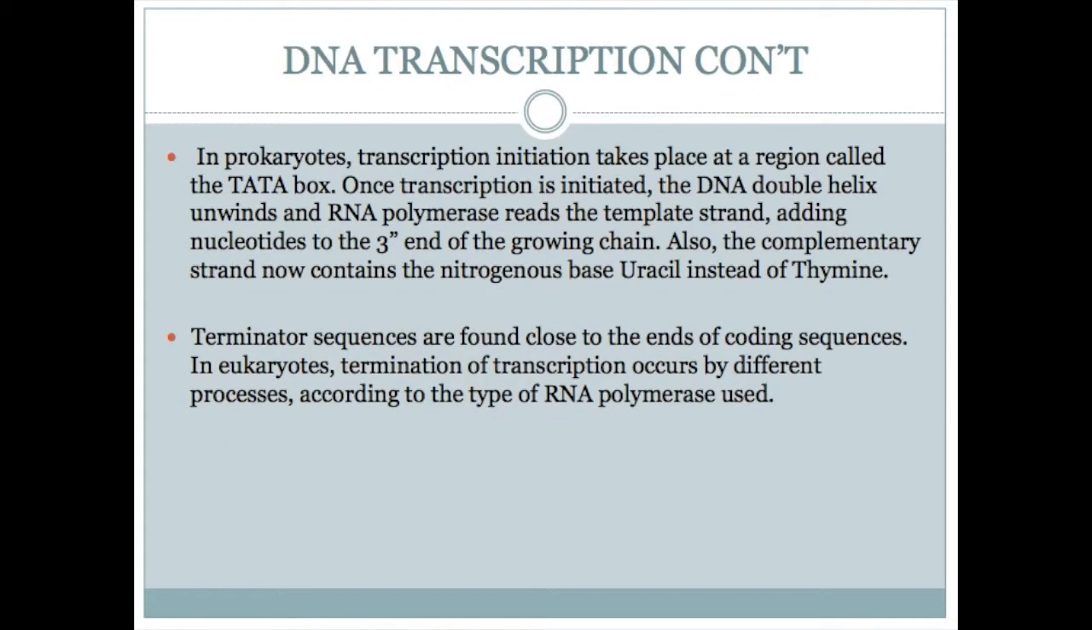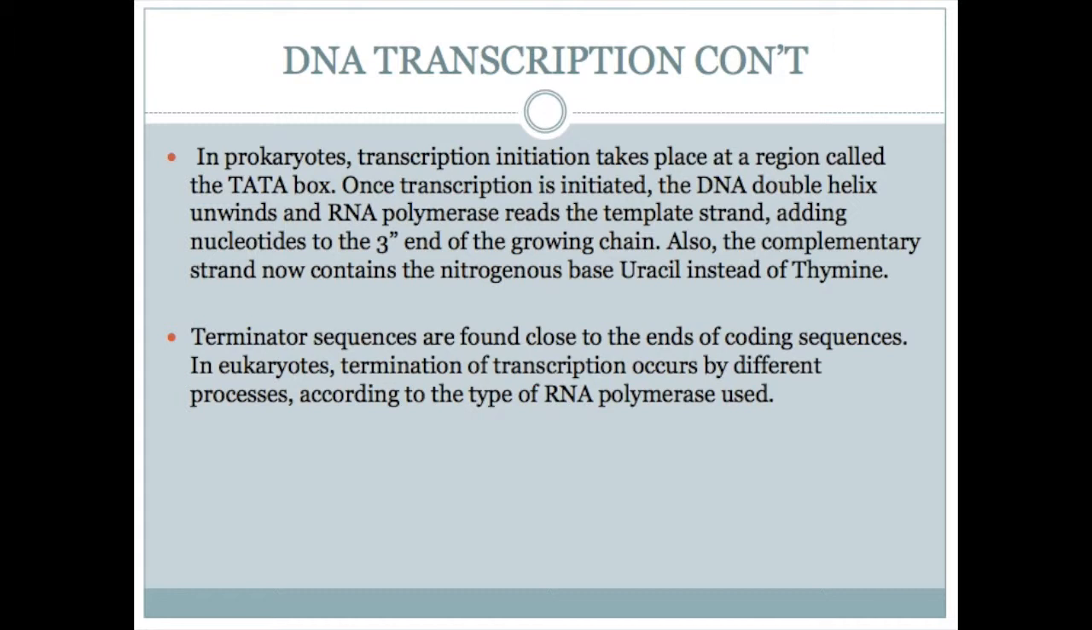In prokaryotes, transcription initiation takes place at a region called the TATA box. Once transcription is initiated, the DNA double helix unwinds and RNA polymerase reads the template strand, adding nucleotides to the 3' end of the growing chain. Also, the complementary strand now contains the nitrogenous base uracil instead of thymine. Terminator sequences are found close to the ends of coding sequences.